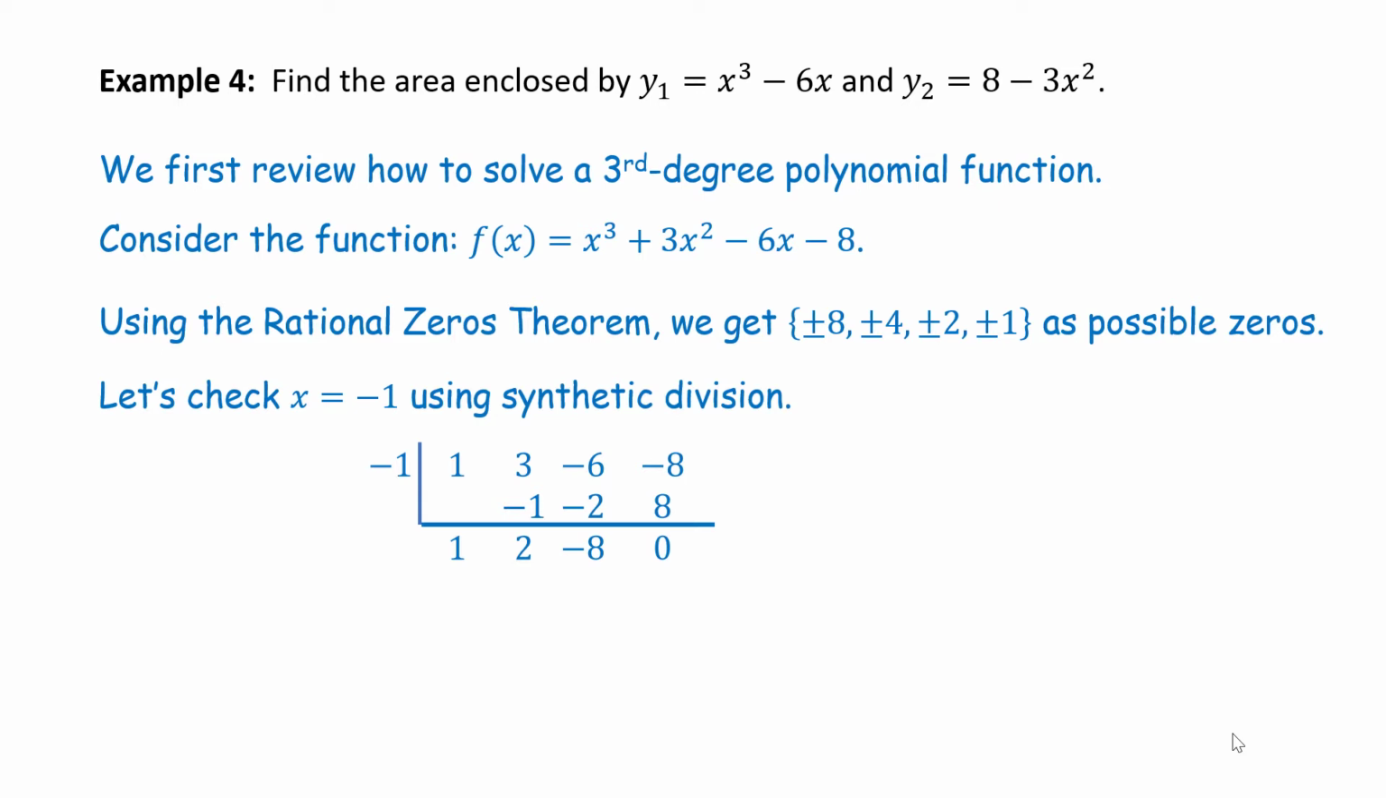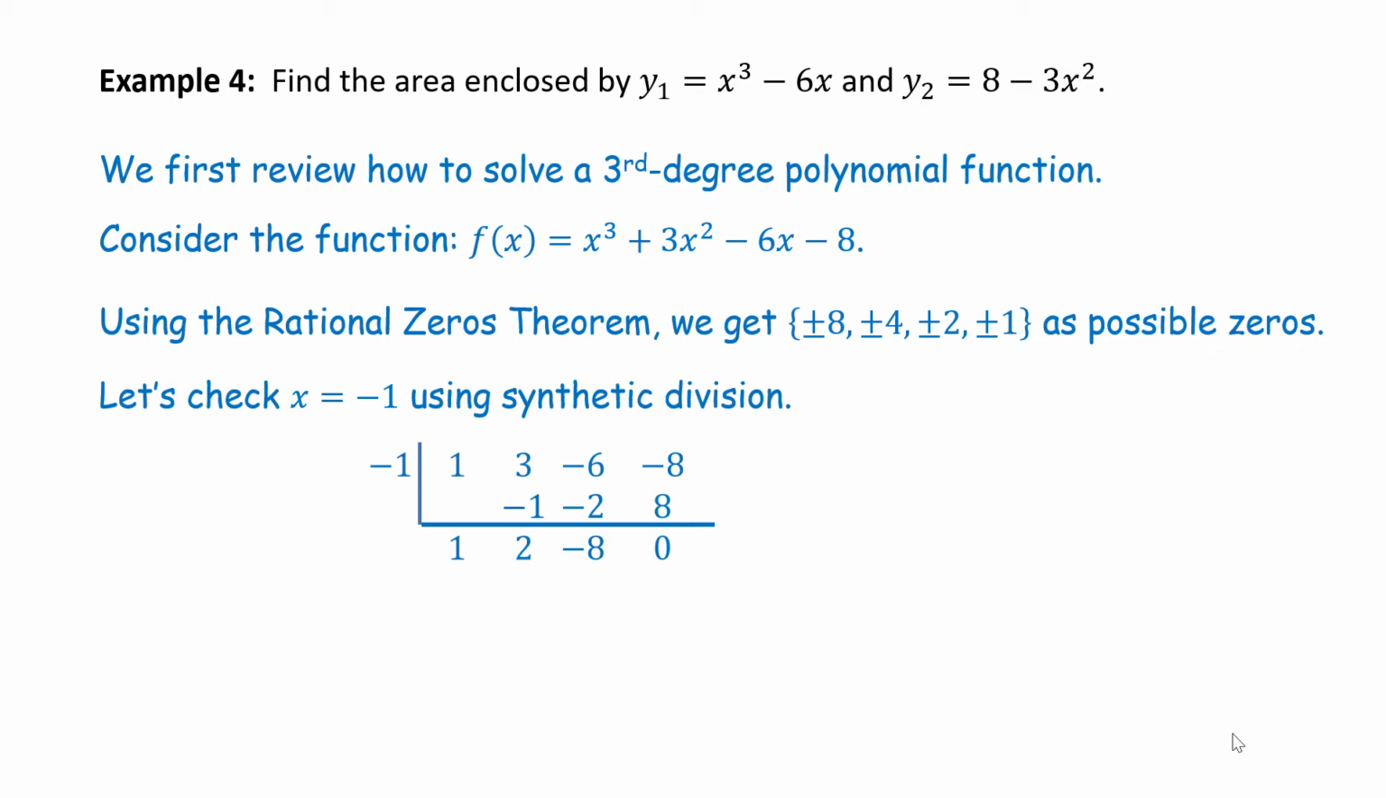Now we take that 1 and multiply it to the negative 1. Together that's negative 1. Put it below the next coefficient of 3. So you have 3 followed by negative 1. Add those two numbers together. The result is 2. Use the 2 and multiply it again to the negative 1, which gives you a product of negative 2. Put it under the negative 6. Add together negative 6 and negative 2. The sum is negative 8.